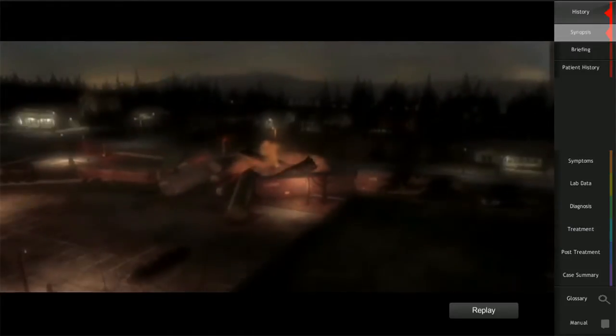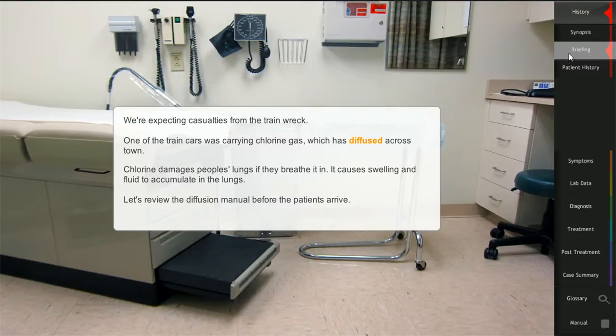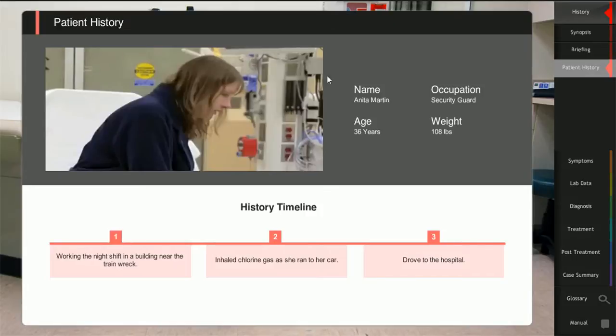In this case, students role play a physician assistant to help a patient who is experiencing breathing problems after inhaling chlorine gas that was released from a train crash.